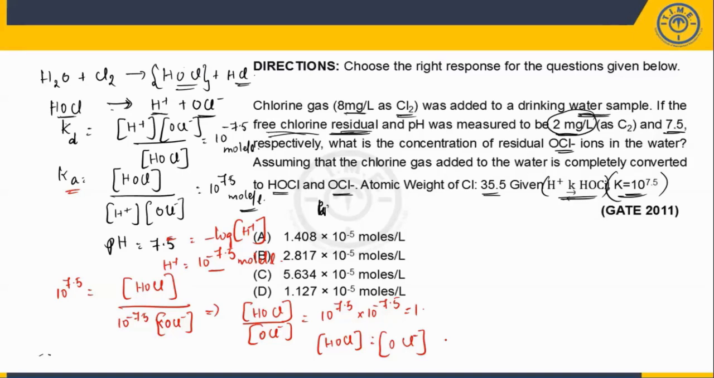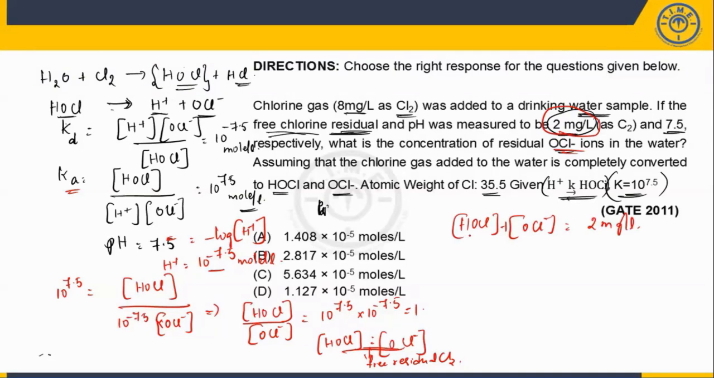Now, HOCl is equal to OCl minus. Here HOCl and OCl minus, both combinedly, I can call it as free residual chlorine. In this free residual chlorine, both are equal. What is the total free residual chlorine we have? 2 milligram per liter. HOCl and OCl minus combinedly is 2 milligram per liter.